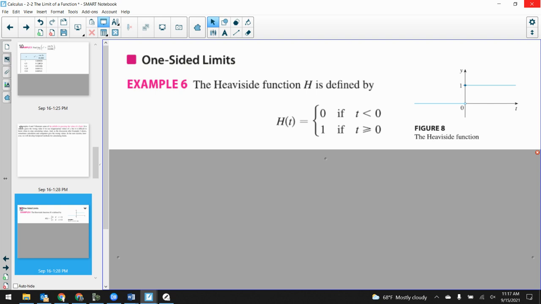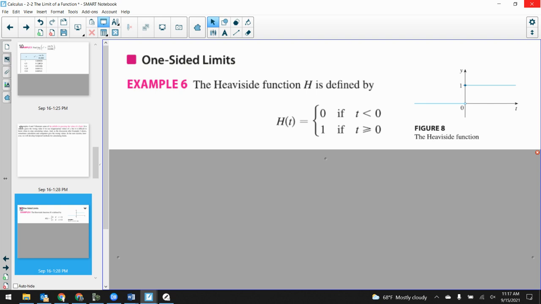Think about this. Take a look at the function and ask, what is the limit of this function as it approaches 0 from the negative direction, from the left side? As I get closer and closer to 0, what does this function equal? 0, right?